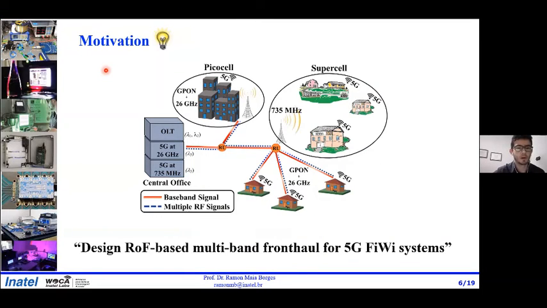Here is an example of an application in which we have worked. In this scenario, we can exploit a passive optical network from an internet service provider, for example, to implement the 5G front-haul over this network. So we can take a passive optical network and distribute 5G signals over it, providing remote picocells at millimeter waves, or remote macro cells or supercells for longer range coverage. So the main motivation for the work is to design RF-based multiband front-haul for 5G fiber wireless systems.